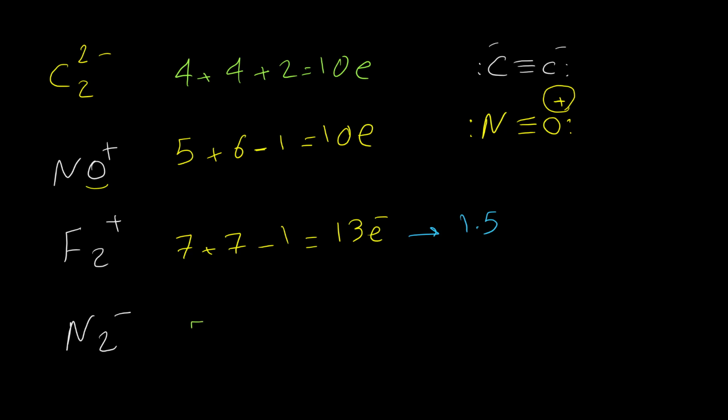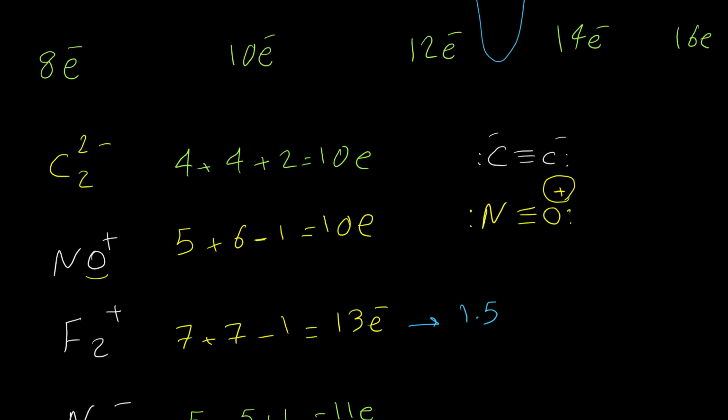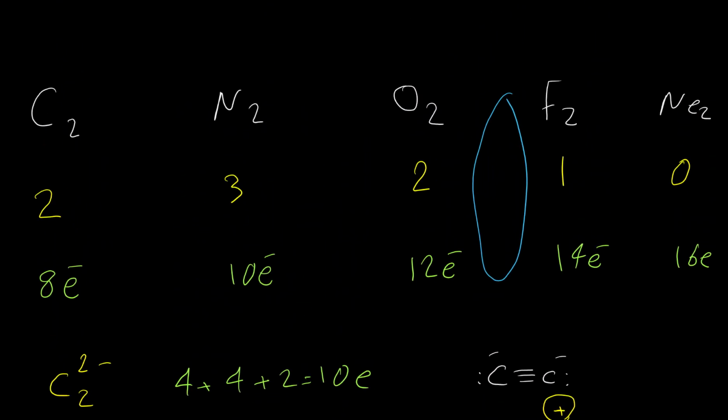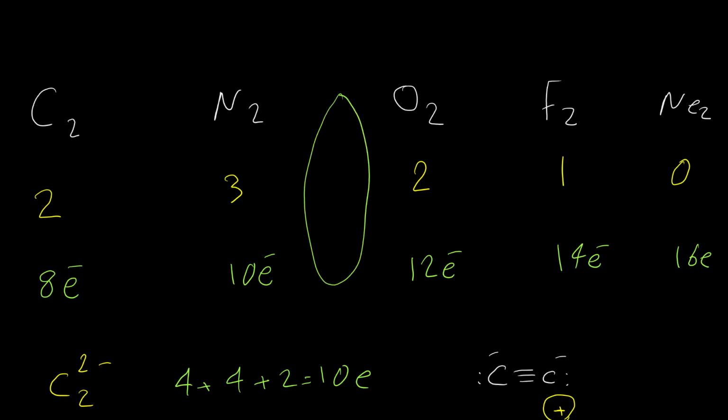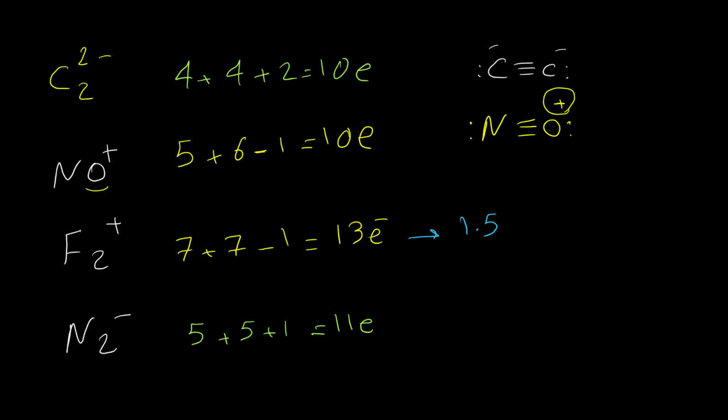Each nitrogen has 5 electrons. With 1 extra electron because of the negative charge, we have 11 electrons. 11 electrons is in between O2 and N2. So the bond order is in between as well, which is 2.5.